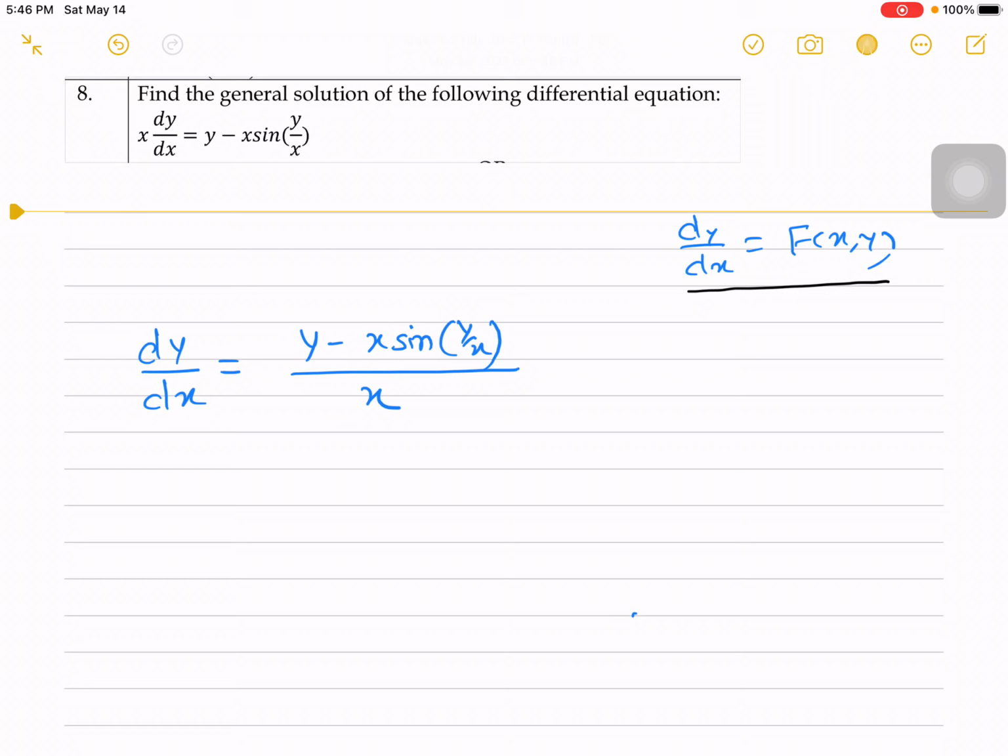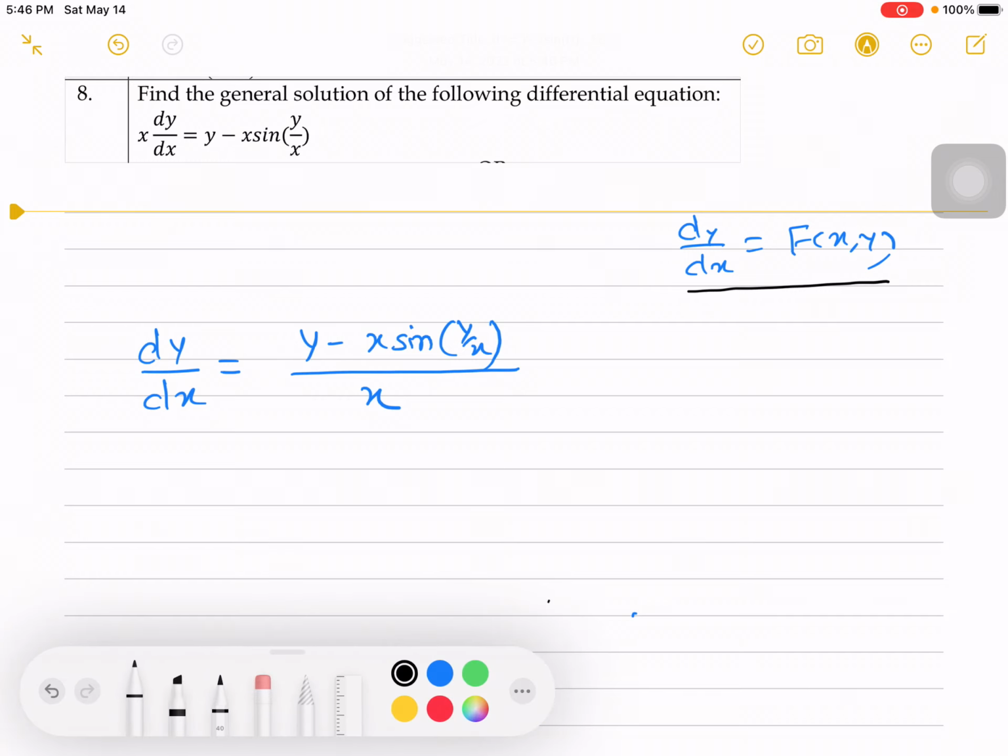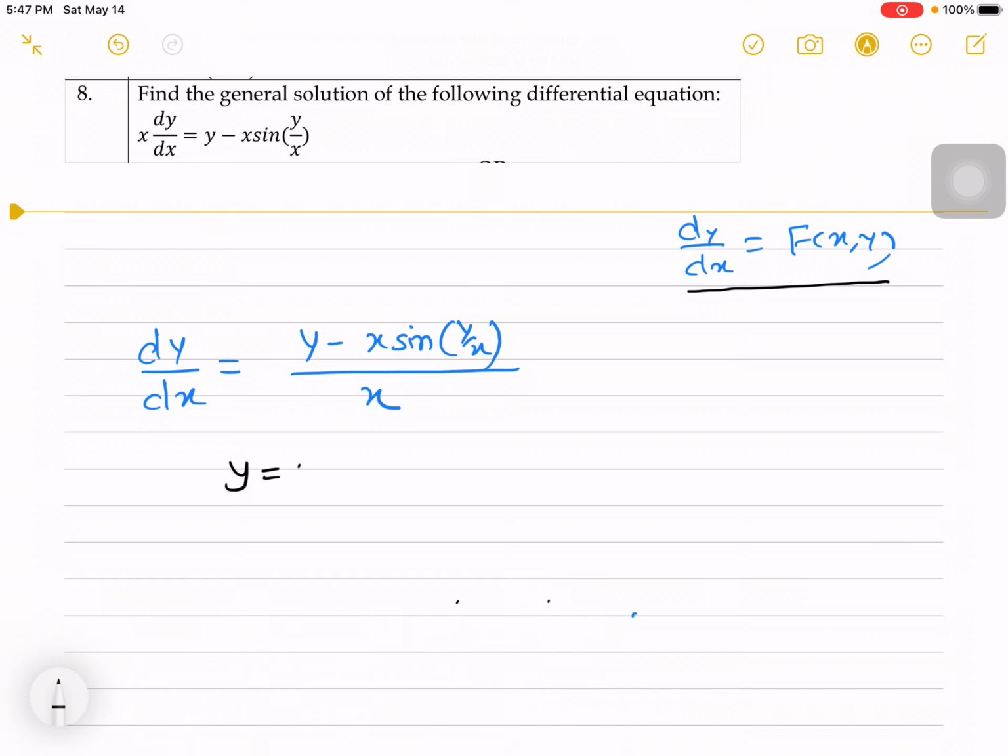Now we can see this is a homogeneous differential equation, because when we put y as lambda y and x as lambda x, then f(x, y) is equal to f(lambda x, lambda y). The question is not asking for this, so we will not verify it now. We will solve the question directly, and in the first step we will write the substitution y is equal to vx.